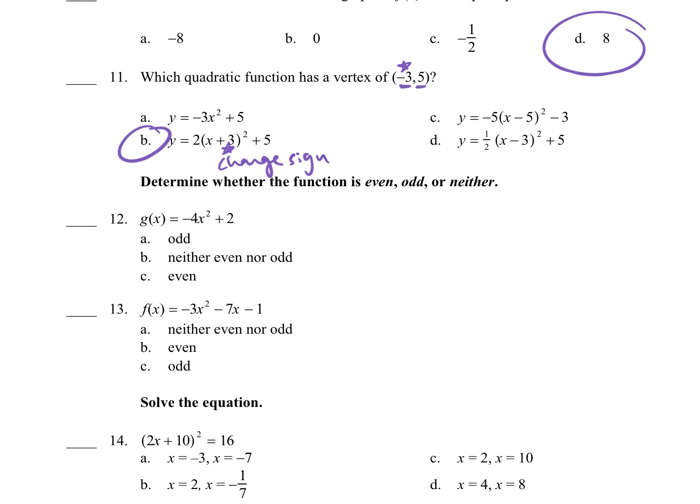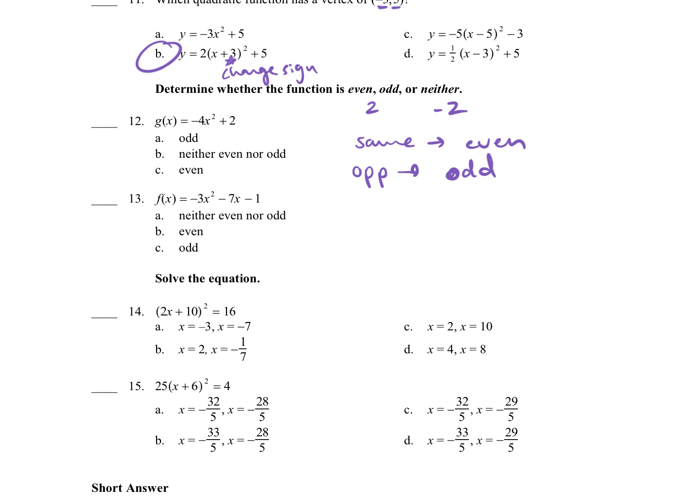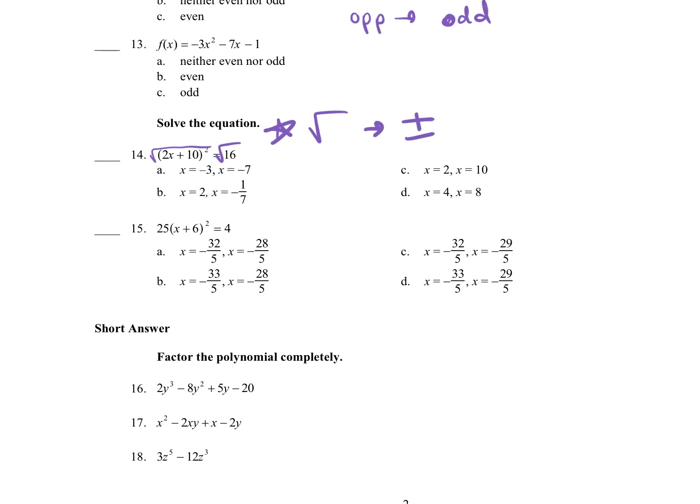To determine if the function's even, odd, or neither, you want to plug in 2 and negative 2. If you get the same answers, that means that it's even. If you get opposite answers, that means that it's odd. And if you get totally different answers, that would be neither. Solving the equation, to get rid of the squared, you take the square root. What do we have to remember when we take the square root of both sides? Plus or minus. Don't forget the plus or minus.